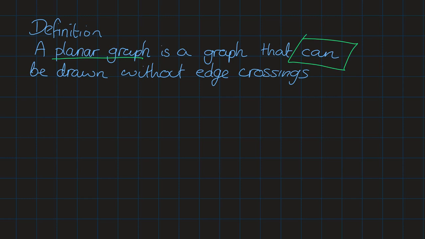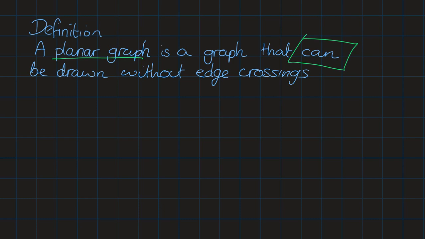So just because a picture of a graph which I give you happens to have edge crossings doesn't mean that it's necessarily non-planar. It might be possible to redraw it in a way where there are no edge crossings. Okay? So the important part of this definition is that you can redraw the graph without edge crossings. This is the notion of a planar graph.